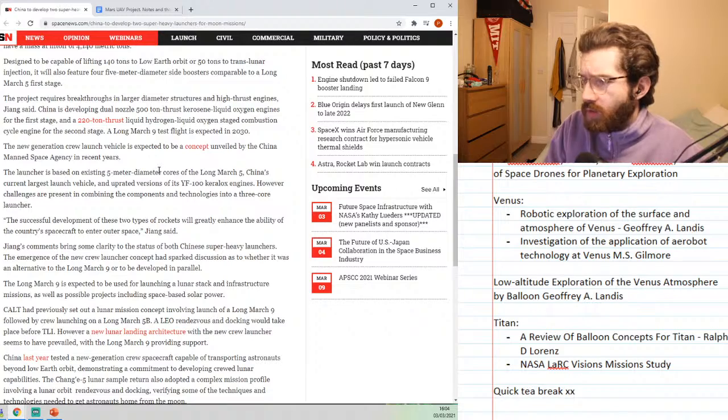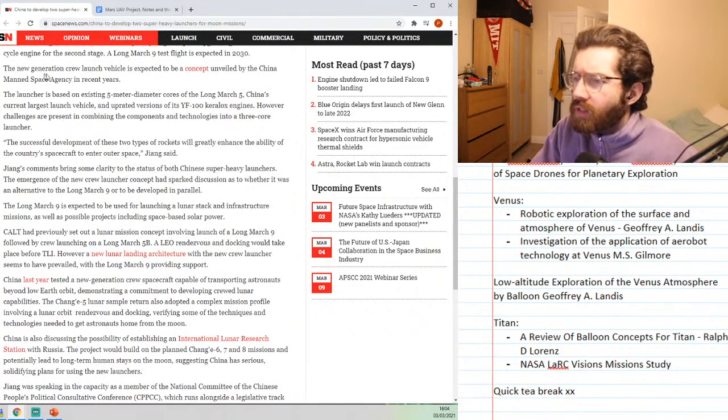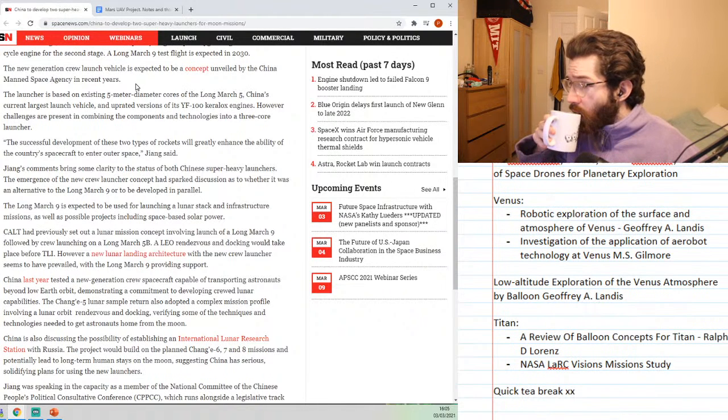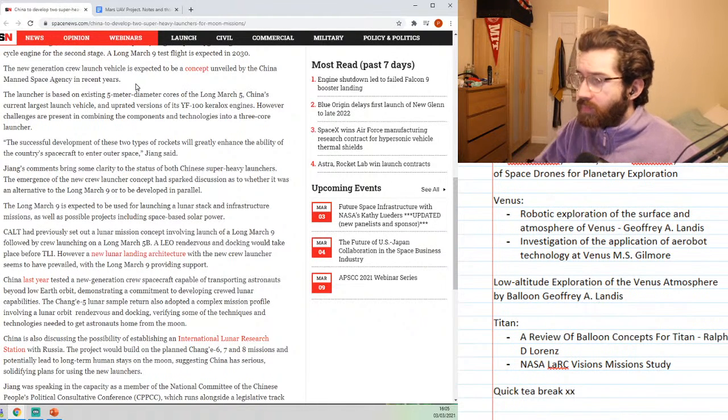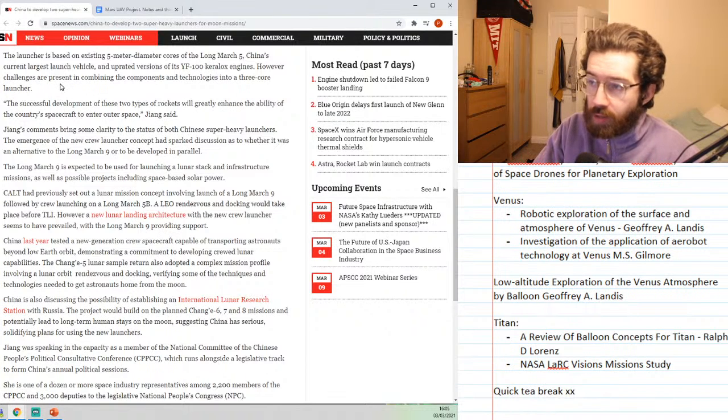Bit down the road. The new generation crew launch vehicle is expected to be a concept unveiled by the China Manned Space Agency in recent years. So it's based on a previous design, which is China's current largest vehicle. But I assume the new one will probably be bigger than that, I imagine.